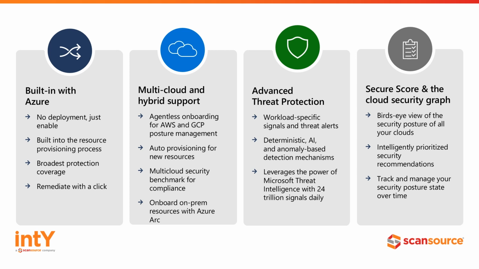Finally, and one of the biggest features is Secure Score and the Cloud Security Graph. We'll get into this a little more in our walkthrough, but Defender for Cloud continually assesses your resources, subscriptions, and organization for security issues. It shows your security posture in the Secure Score, which is an aggregated score of the security findings that tells you your current security situation. The higher the score, the lower the identified risk level. So it gives you that bird's eye view of your security posture. It intelligently prioritizes recommendations, and it helps you track and manage your security posture state over time.